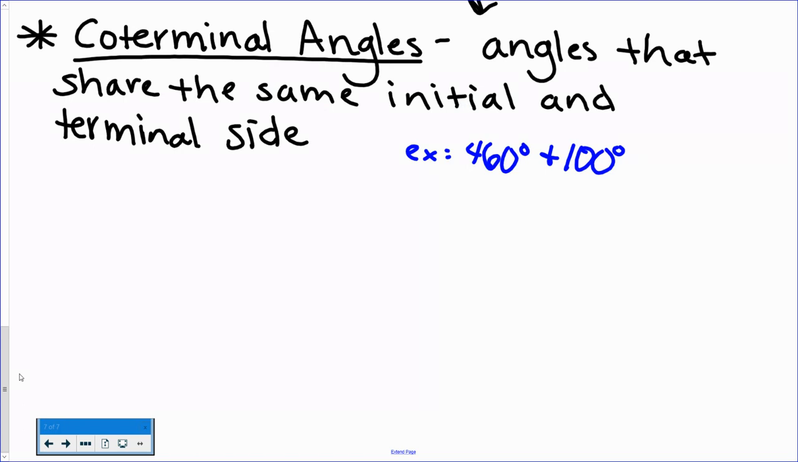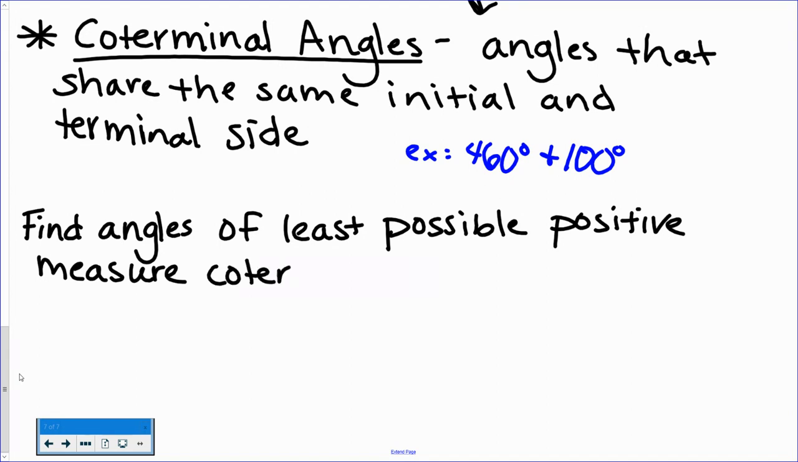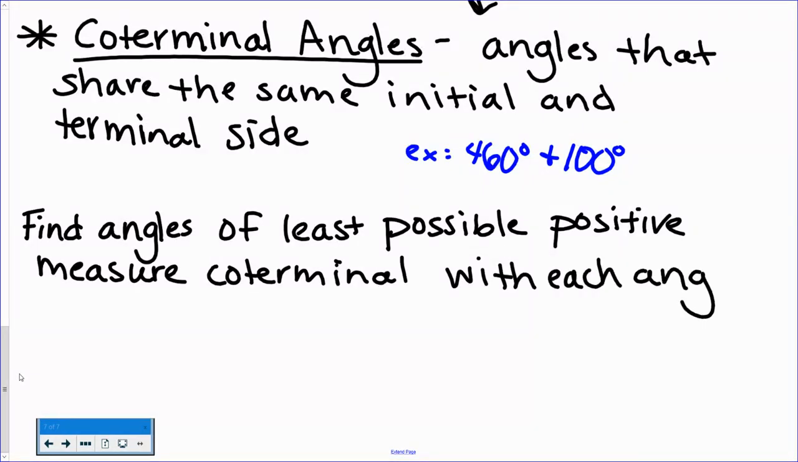So some things that you'll be asked to do in your homework in Math Excel would be to find angles of least possible positive measure coterminal with each angle. All right, very wordy, but those are the directions that you'll see.